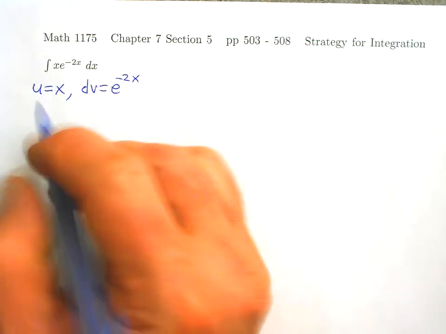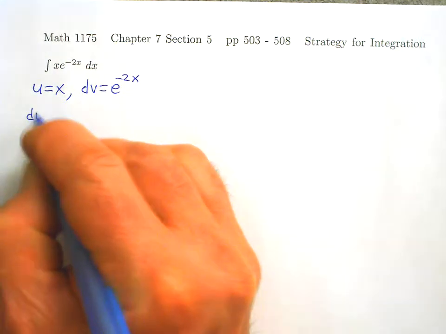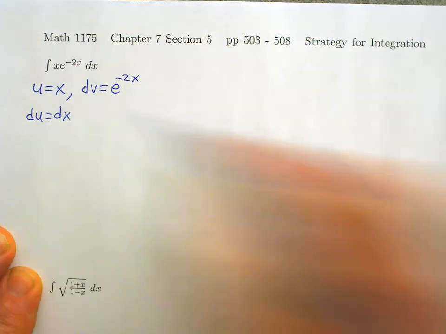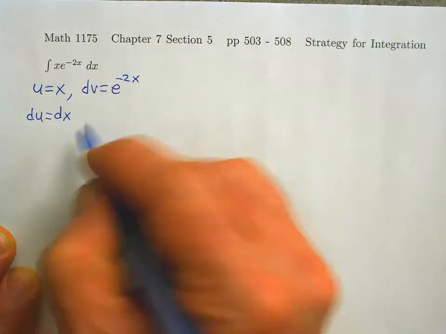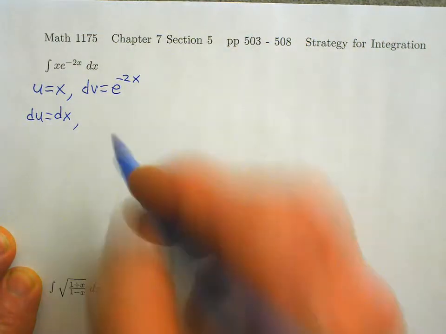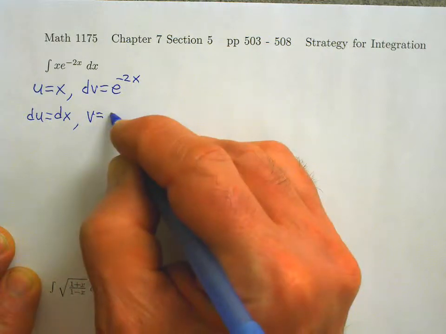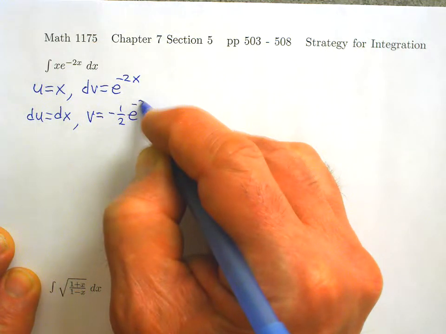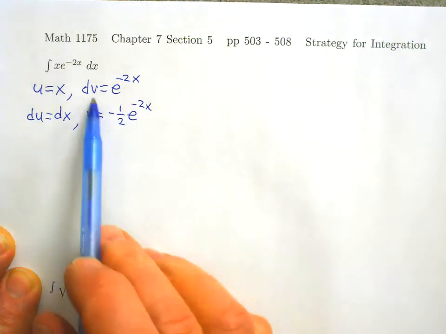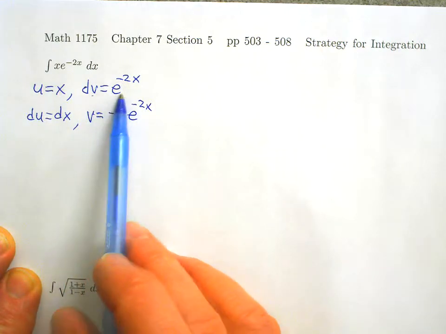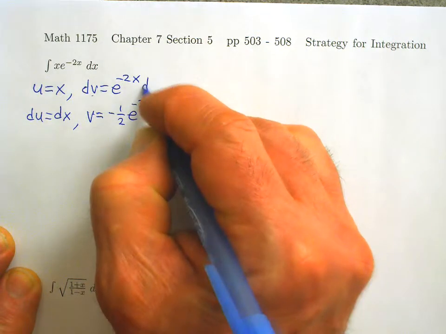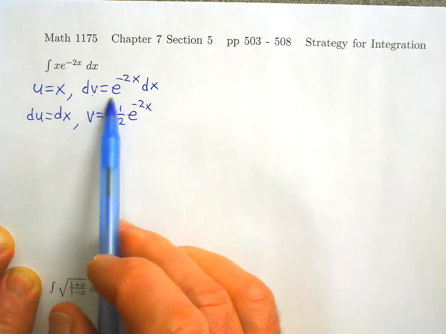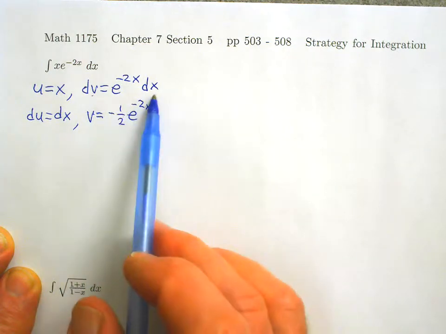then if u is x, du is dx. And v is negative 1/2 times e to the negative 2x. For the dv part, it should also have the dx attached. dv is e to the negative 2x dx.